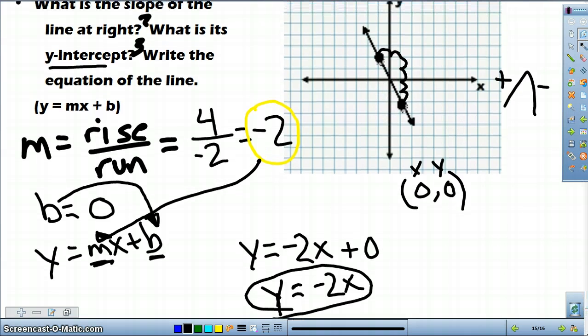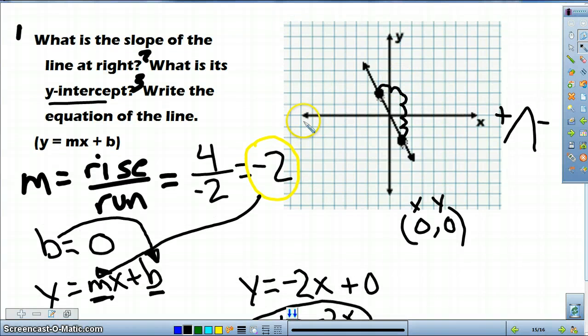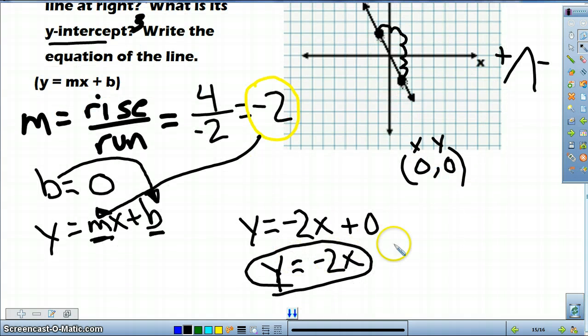So what we did there is we took the graph of a line, we looked at that graph to figure out the slope right here and the y-intercept right here, and then we used y equals mx plus b, plugged in our values, and we got the equation of the line. In the end, it was y equals negative 2x.